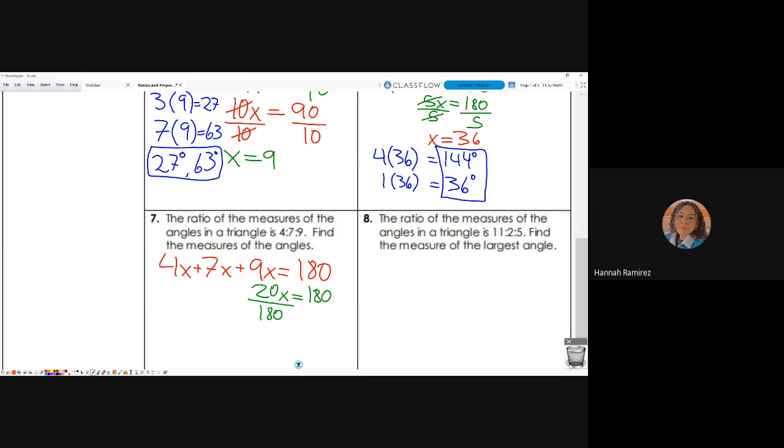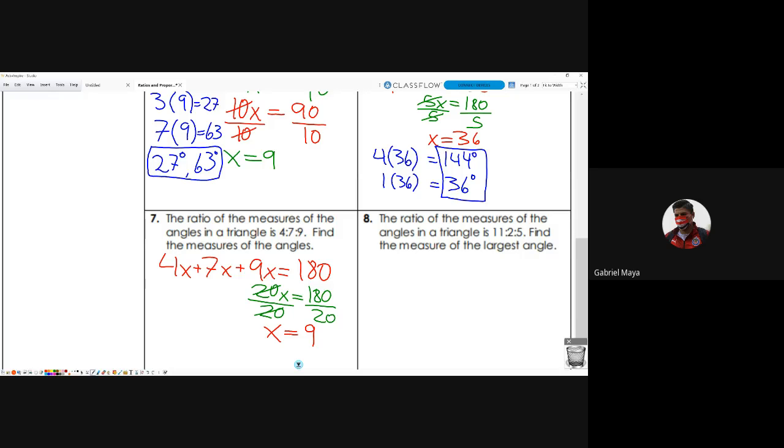No, like 20 divided by 20 and then 180 divided by 20. Okay. Very good. So then we got x equals 9. Okay. Very good.